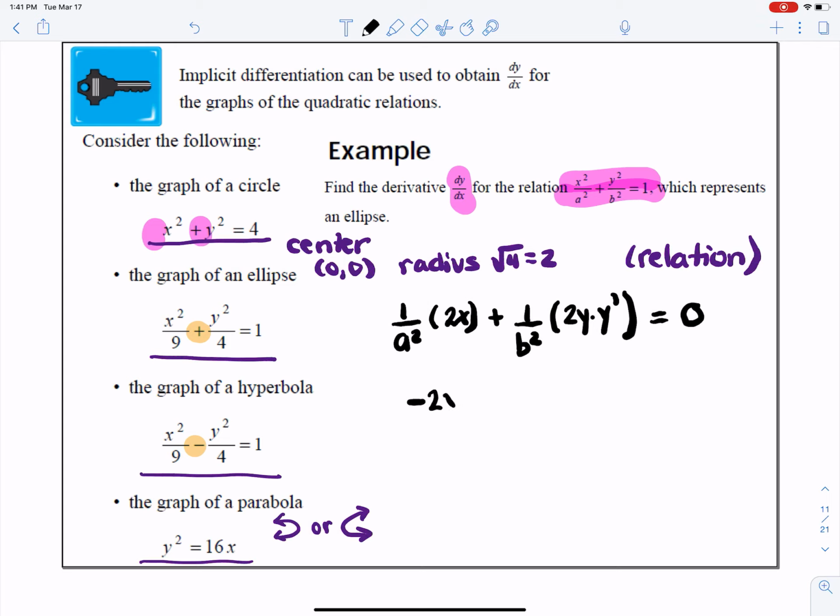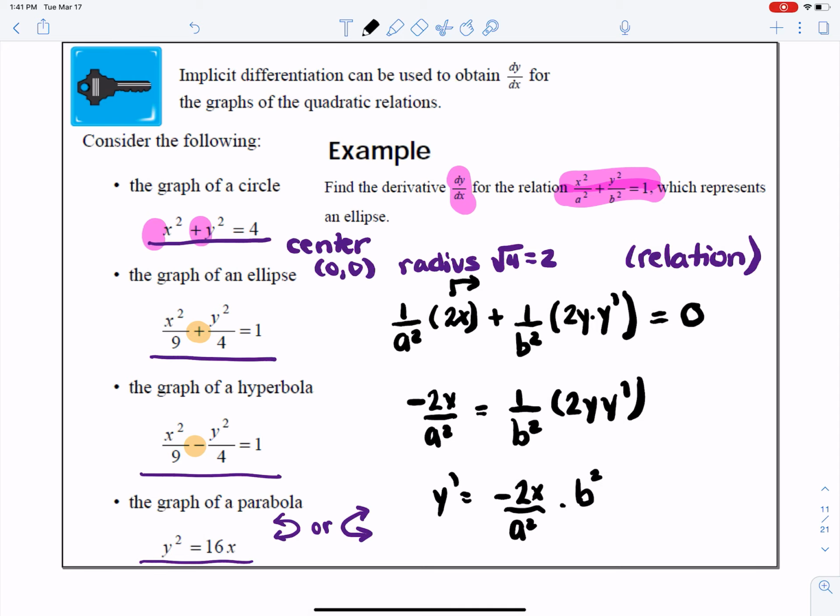So minus 2x over a squared, when I move that term to the right, will equal 1 over b squared times 2y y prime. My goal is to solve for y prime. So y prime equals negative 2x over a squared, divided by 2y over b squared, which is the same thing as multiplying by b squared over 2y. I clean that up a little bit. I get minus x b squared over, whoops, not 2, because we canceled the 2 out, a squared y. And that would represent my slope of the tangent line at any point on the original function, which was an ellipse.